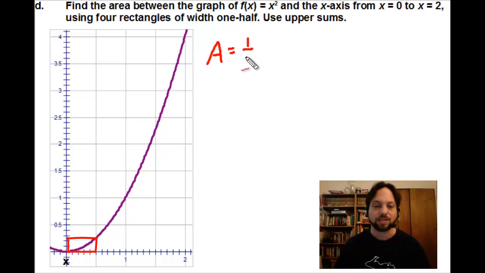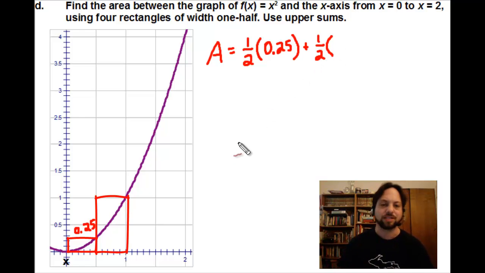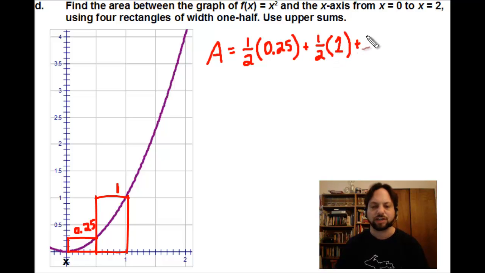So if I go ahead and set this up, my area is going to be, here's our first rectangle. It, just like before, has a width of 1/2. But this time you'll notice that it rises up to a height of 0.25. All right, so I'll go ahead and put that in as the height of our first rectangle. Our second rectangle will have a width of 1/2, and how high will it go? Well, there it is. Notice that our second rectangle actually has a height of 1. This is very interesting. These are the same numbers we saw before, although shifted a little bit.